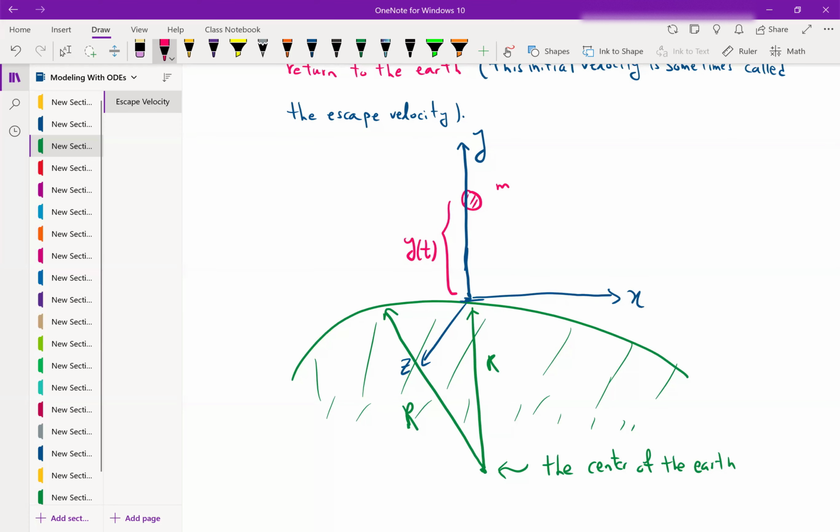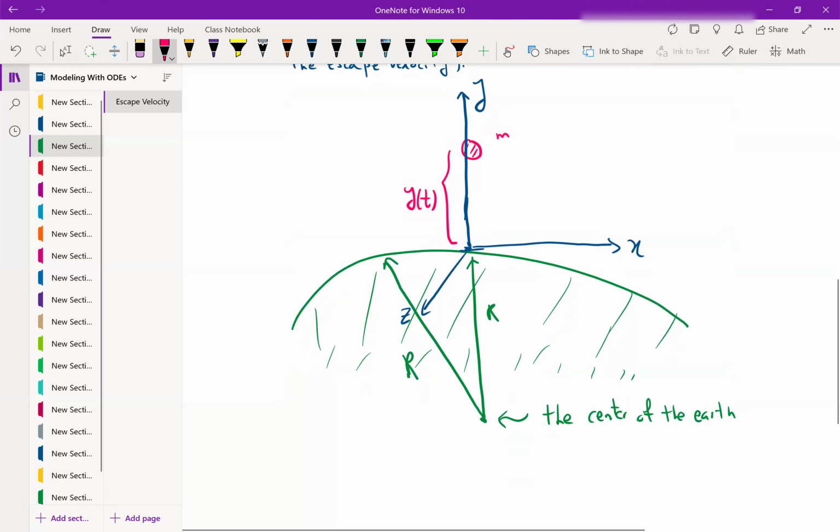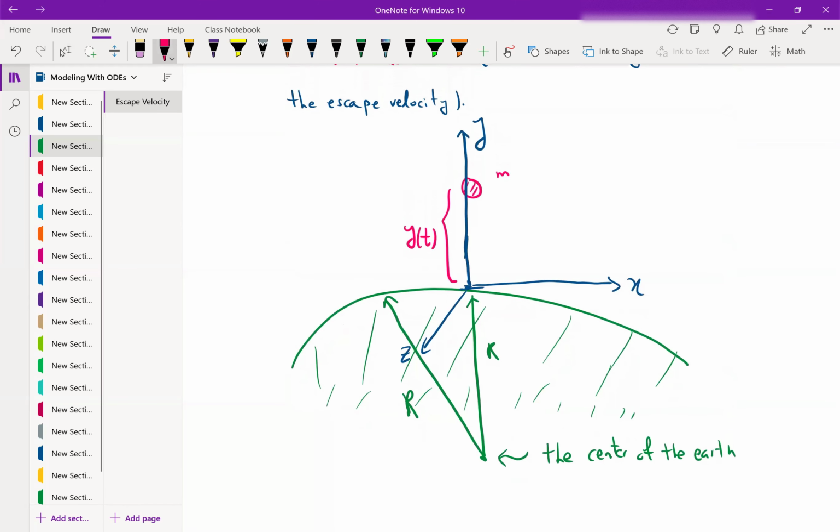Right, y of t. The way I set up my y-axis is that it points away from the center of the Earth along the line of motion, with y equals 0 lying on the Earth's surface. Let me write this down to avoid any confusion.